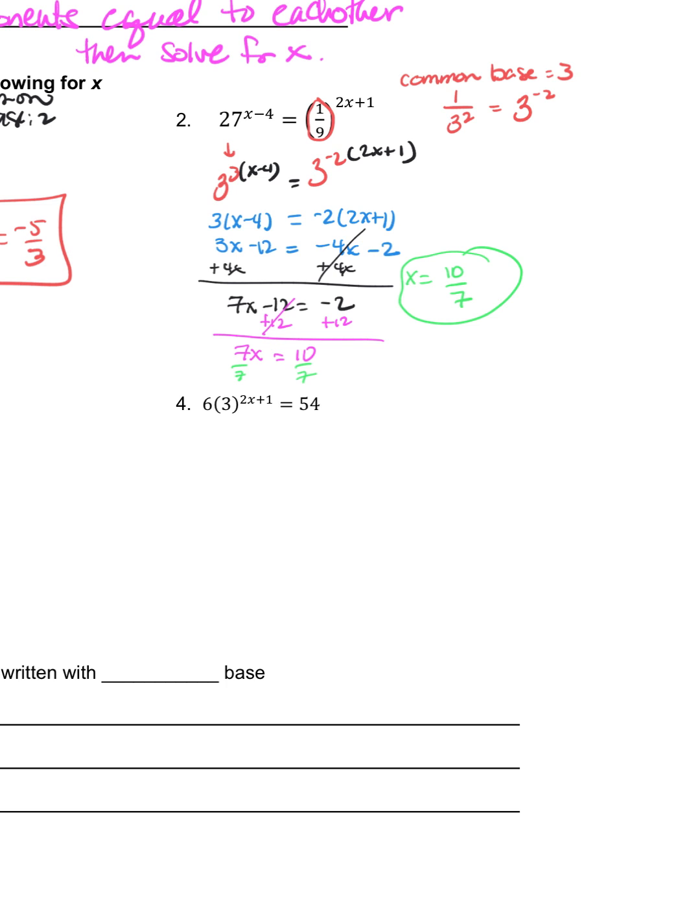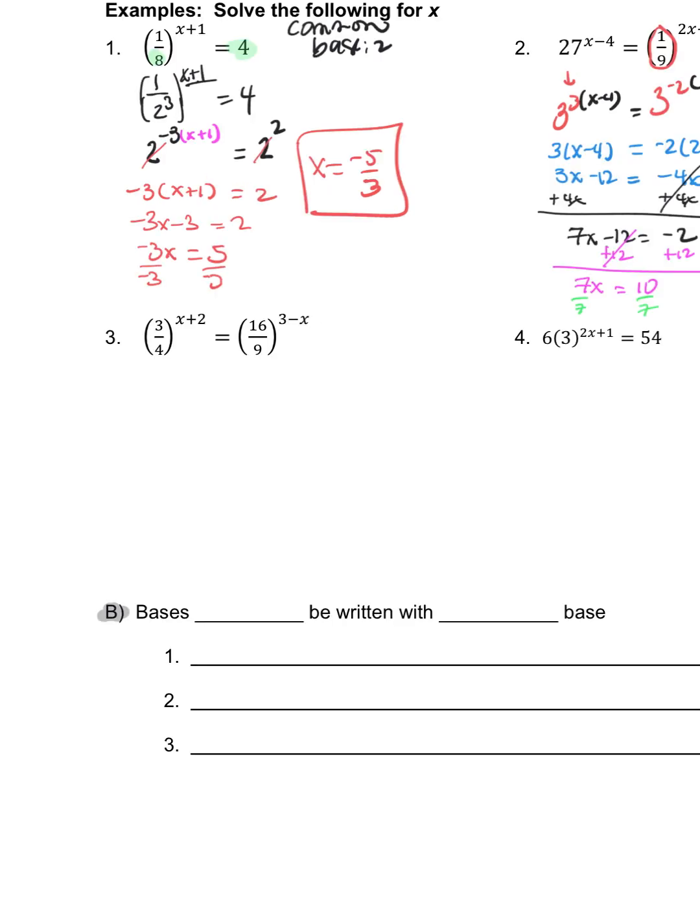So let's go to number 3. Okay, so number 3 is slightly different. Yes, I do have fractions, but the other ones I had 1 over 8 or 1 over 9. Here I have a 3/4 and a 16 over 9. So hopefully you recognize that 16 over 9 is just 4 squared over 3 squared. So my common base this time is a fraction. So it's going to be, again, I'm going to use the smaller one, 3/4.